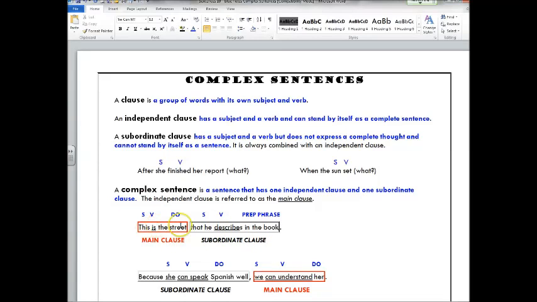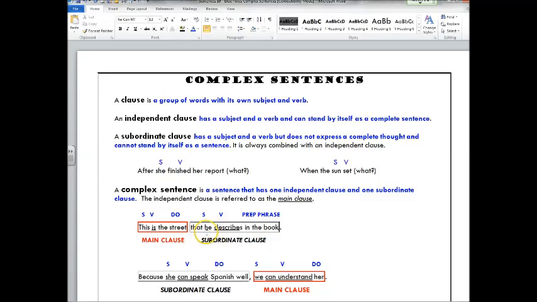We have this sentence. This is the street that he describes in the book. This is the street is your main clause. Subject, verb. This is the street, period. This could stand on its own as a complete thought by itself. It's combined with the subordinate clause that he describes in the book.